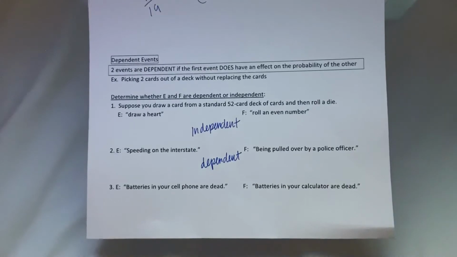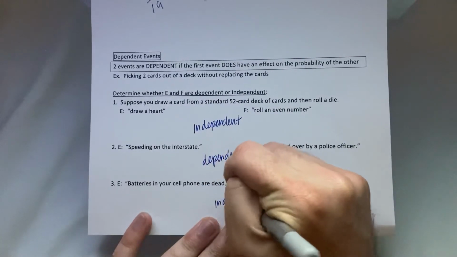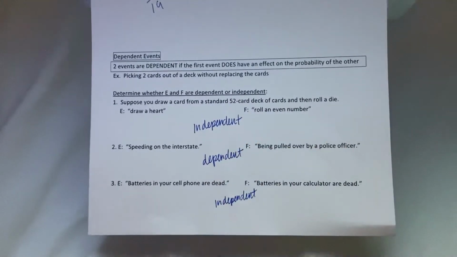Batteries in your cell phone are dead and batteries in your calculator are dead. I think this could go either way. Your batteries in your cell phone have nothing to do with the batteries in your calculator, but if you're a generally irresponsible person and you let your cell phone die, you're also probably the type of person who might let your calculator die, so there could be a little correlation. But I would say generally these are independent. We'll try to avoid ones that are murky territory on the test if possible. Let's continue.